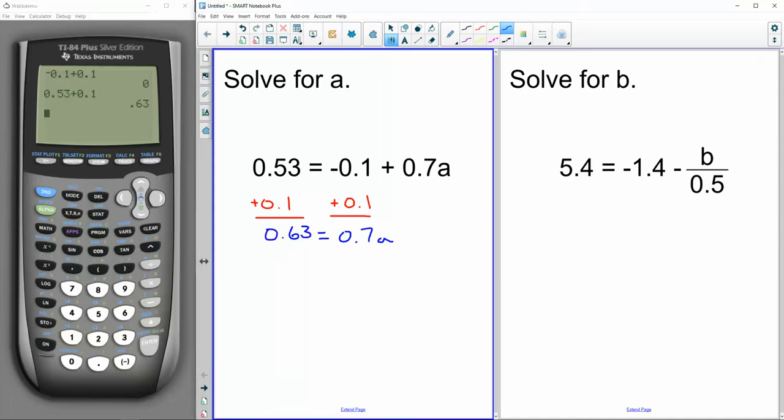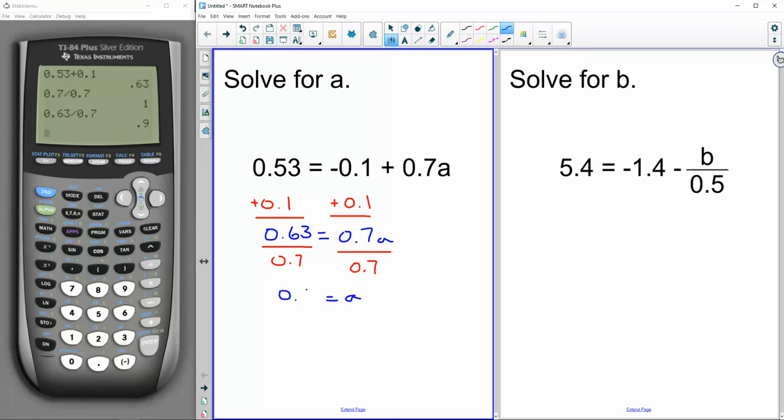Now I need to get A by itself. A is being multiplied by 0.7. So what I'm going to do is divide by 0.7 because I know that 0.7 divided by 0.7 is 1, and 1 times A is just A. Whatever I do to that side of the equation, I also need to do to this side. So we'll take that 0.63 and divide it by 0.7. That gives us 0.9, which should be our answer.